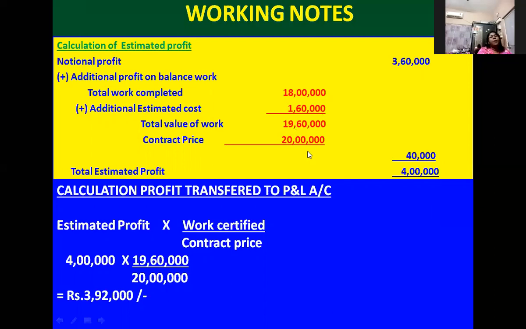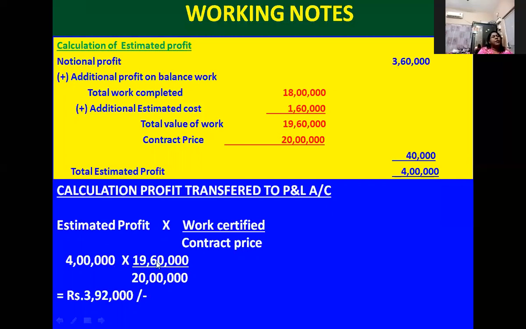The contract price was 20 lakhs. So what is the balance I'm getting? 40,000. Price is 20 lakhs, but the value of the work is 19,60,000. What is the profit behind that? 40,000. Already the notional profit is 3,60,000. Along with this additional profit of 40,000, what is the total estimated profit? 4 lakhs. So apply this formula to find how much profit is transferred to P&L account.